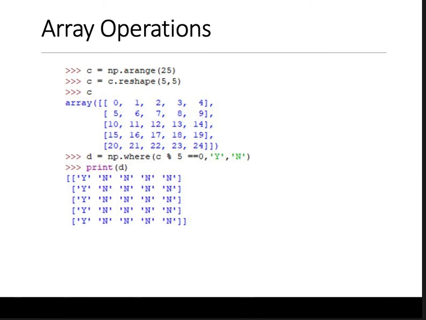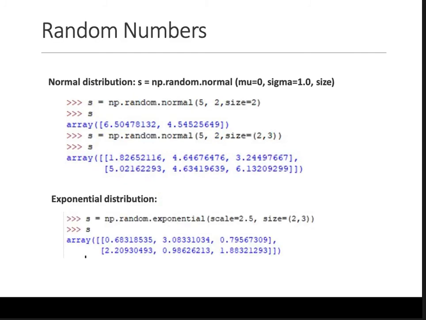Okay. Then in some projects, in some problems, you need to create or generate random numbers. How do you do that? You use the random command. Then you can create different types of distributions of those numbers. So here, the command is to create random numbers in a normal distribution. The mu or the mean is 5, standard deviation is 2, and I need only 2 numbers.